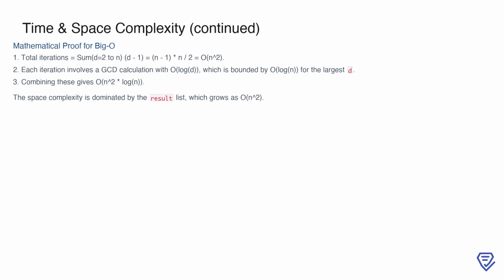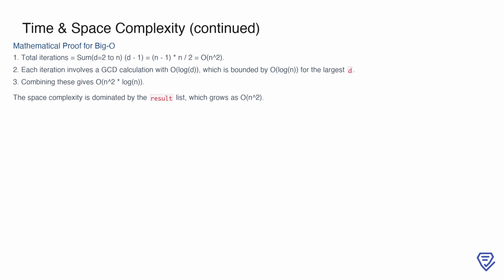Finally, we can validate the big O complexity of this algorithm mathematically. First, the total number of iterations is the sum of (d-1) for all denominators from 2 to n. This sum simplifies to (n-1) * n / 2, which is O(n squared).